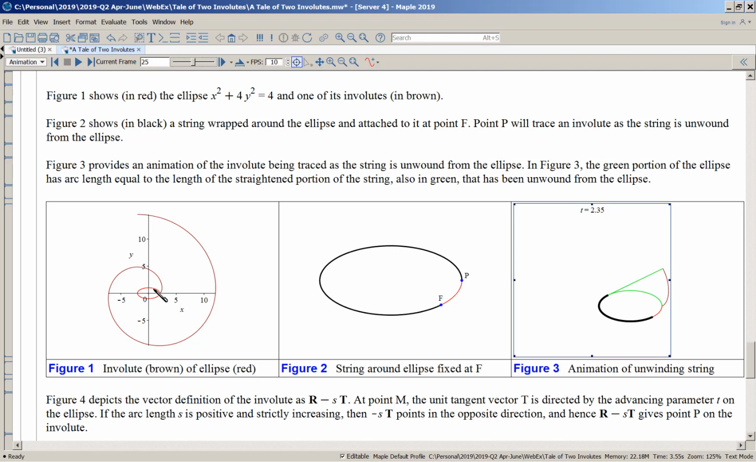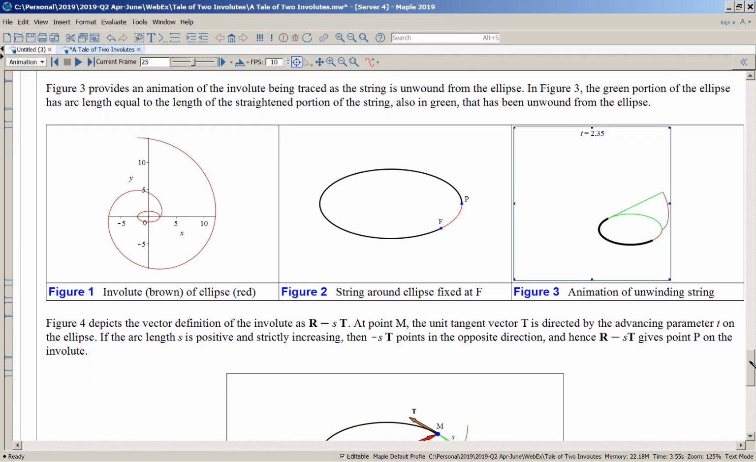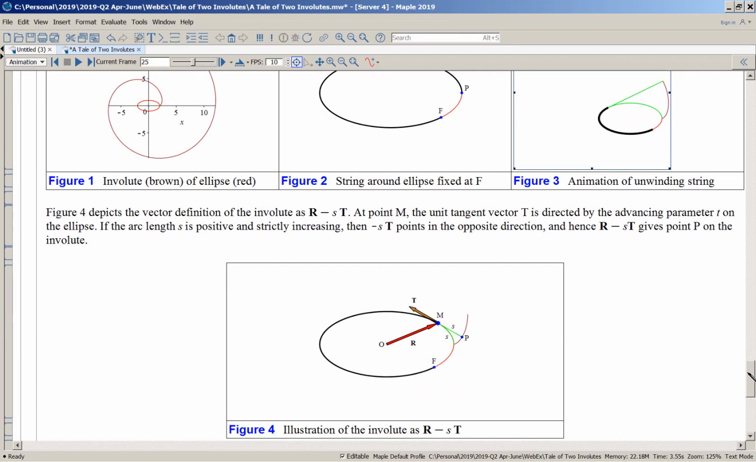It would be up here. It would start from up here. And that's how you get this family of involutes. It just depends on where you start the point P at which you hold the pencil. That's why R minus ST describes the involute, but it's a little bit trickier than that. We want another picture.